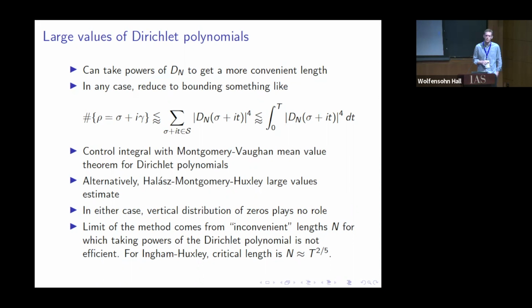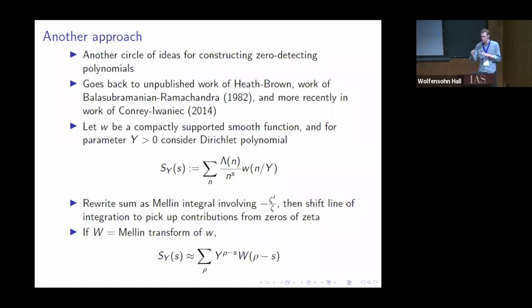But there's another circle of ideas for constructing zero detecting polynomials, maybe a little bit less well known. This goes back to unpublished work of Heath-Brown, maybe in the late 1970s, early 1980s, some work of Balasubramanian and Ramachandra, and then more recently, maybe about 8 years ago, work of Conrey and Iwaniec. So let's talk about this because this will be our jumping off point for what James and I are doing. We'll try and construct a different kind of zero detecting polynomial. Let little w be some compactly supported smooth function, something really nice, and have a parameter y greater than zero, which will control the length of the Dirichlet polynomial.